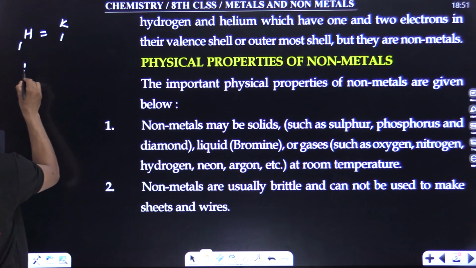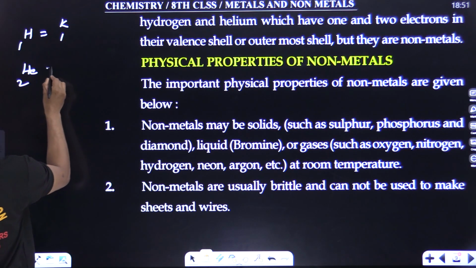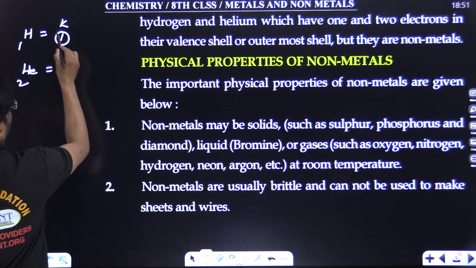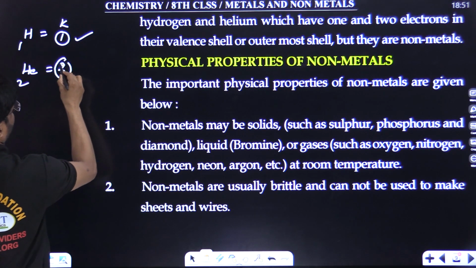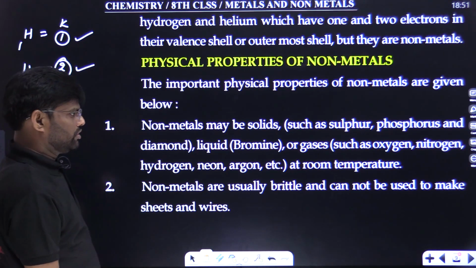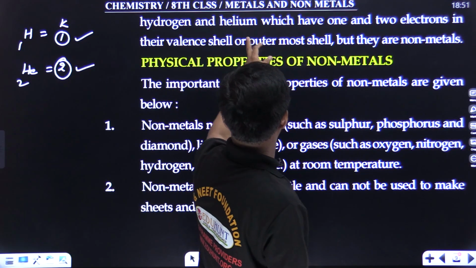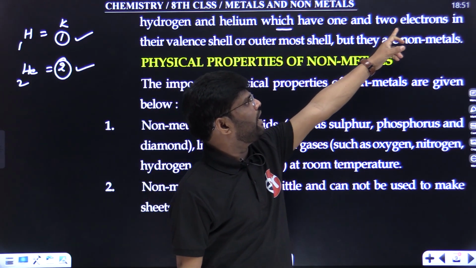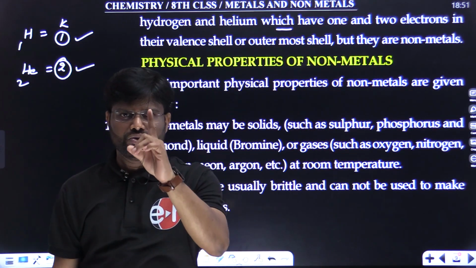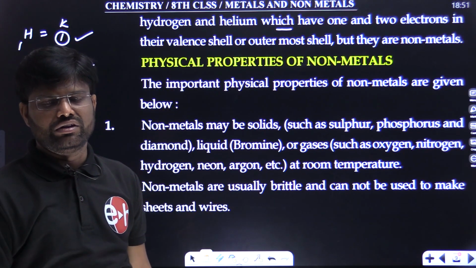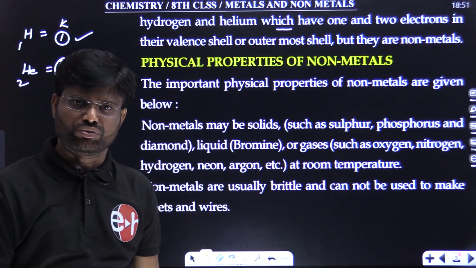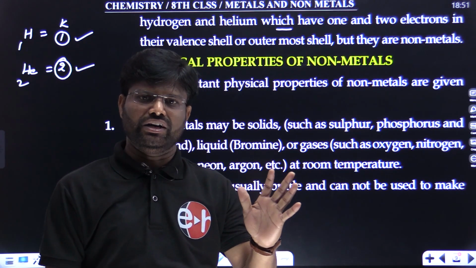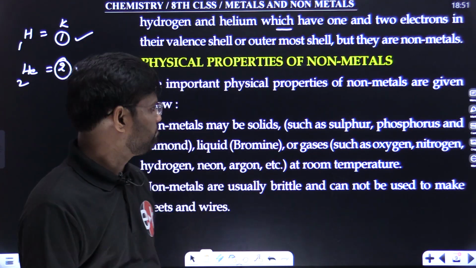Okay. Next, helium atomic number 2, K shell 2 electrons. So this is only the outermost electrons 1, this is only the outermost electrons 2. See here what is given: hydrogen, helium have 1 and 2 electrons. Hydrogen has 1 electron in the valence shell or outermost shell. Helium has 2 electrons in the valence shell, that is the outermost shell.